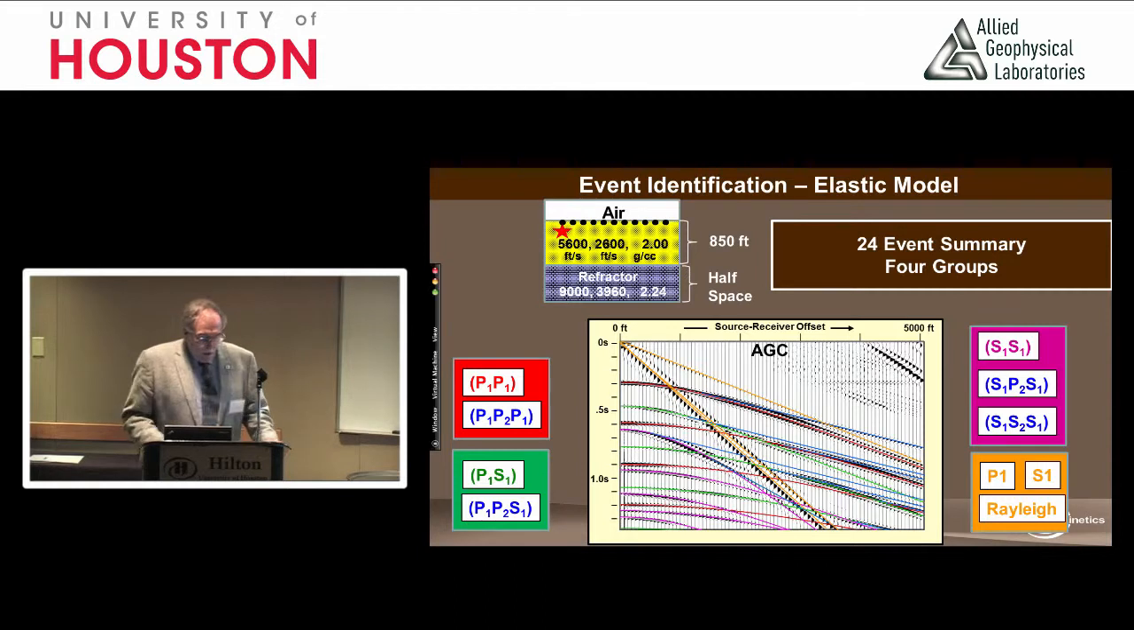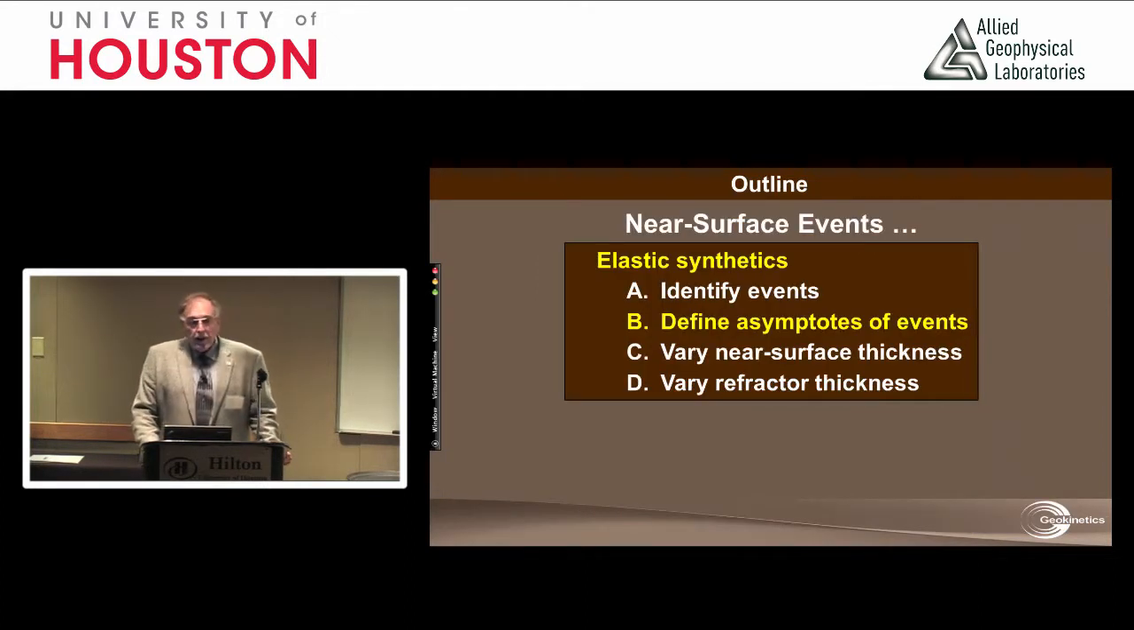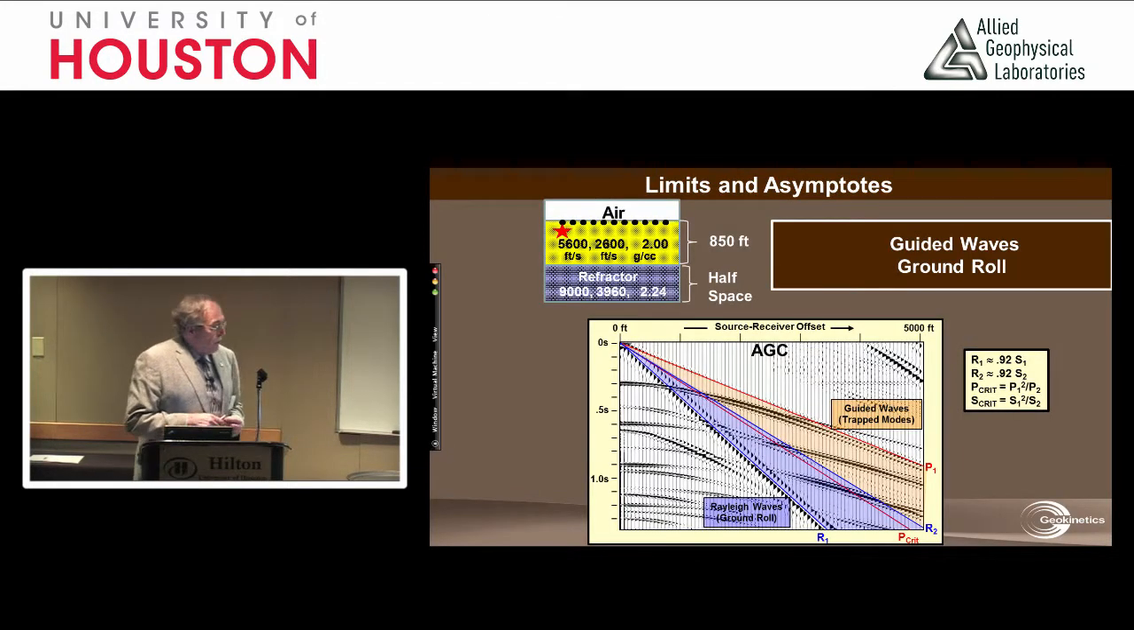So to summarize, what did we find for this very simple model? There are 24 different events that we identified in there, and they're broken up into P1 multiple reflections, converted reflections, or shear. And then, of course, we have a few asymptotes that we put in there also. So let's define some asymptotes now. Here are some asymptotes that we talked about.